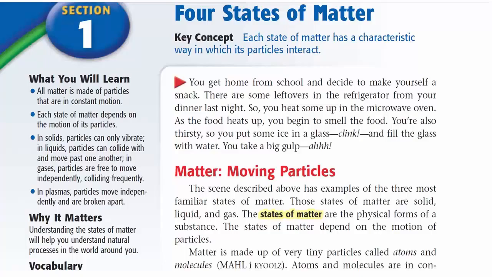All matter is made of particles that are in constant motion. Each state of matter depends on the motion of its particles. In solids, particles can only vibrate. In liquids, particles can collide with and move past one another. In gases, particles are free to move independently, colliding frequently. In plasmas, particles move independently and are broken apart.